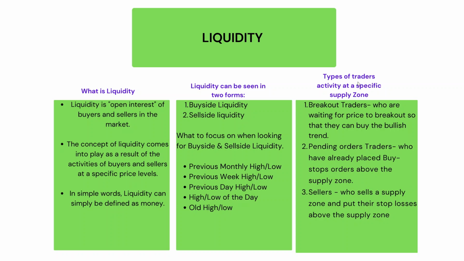Now, the types of traders or activity that you may find at a supply zone or demand zone. In terms of a supply zone, you'll find the breakout traders who are waiting for price to break out so that they can buy the bullish trend, right? You also find the pending order traders who have already placed buy stops just above the supply zone. And then you get the sellers who normally sell the supply zones and put their stop losses just above the supply zone.